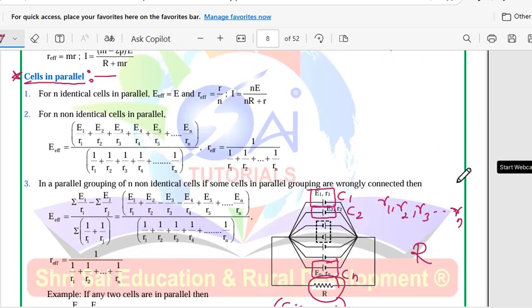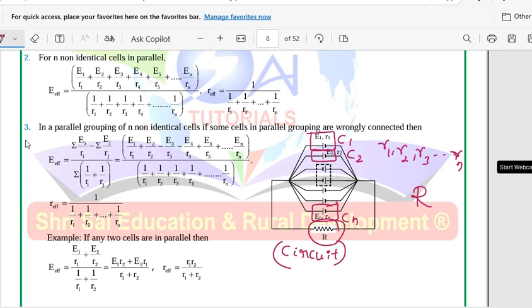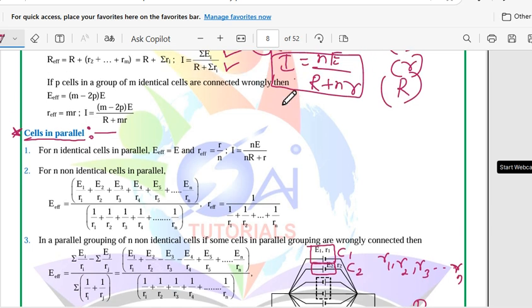In the same way, consider M identical cells such as C1, C2, C3 up to Cm, each of EMF E and internal resistance r, connected in parallel to an external resistance capital R. Then the effective EMF of the cells, E effective, is equal to E. This is equation number 1.